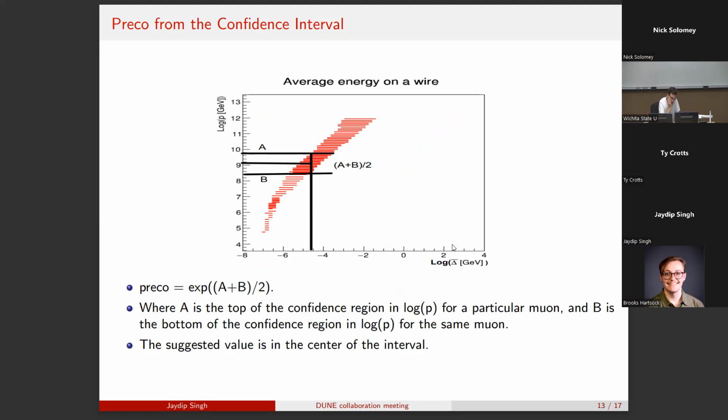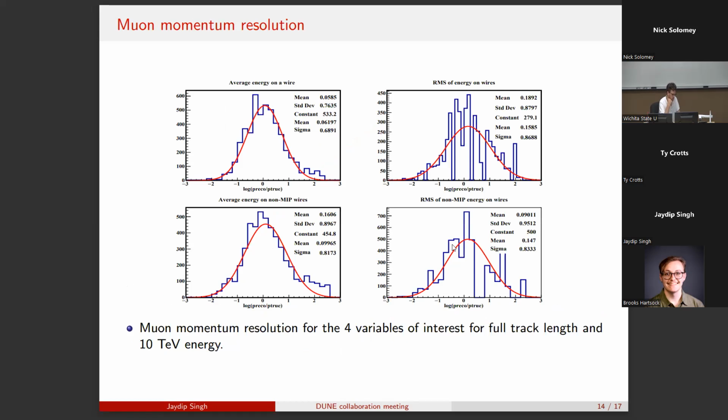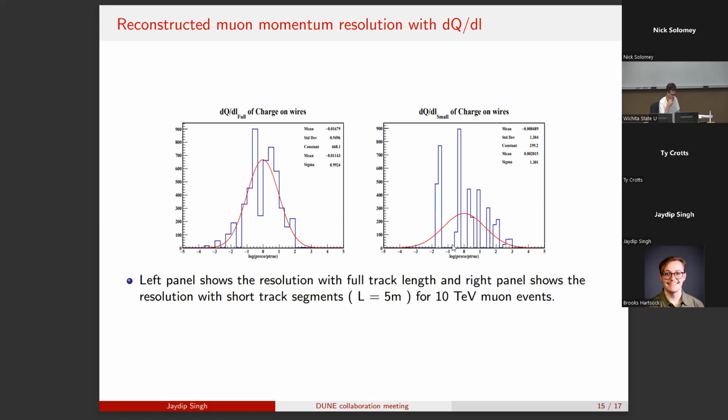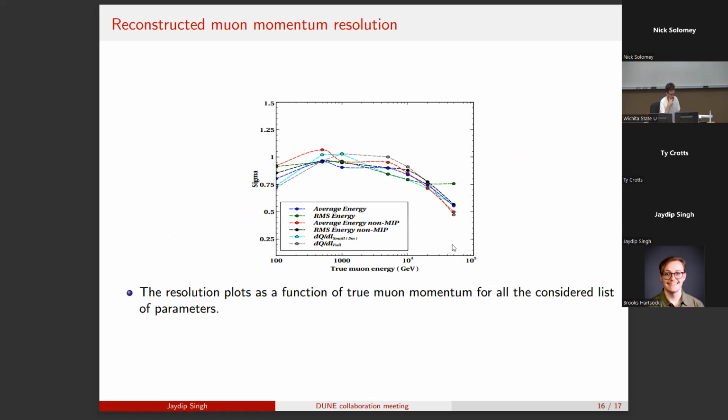Once we have this interval region, one can get the true muon momentum by taking the average and the exponent. This way we can correlate the fraction of energy deposition to the true muon momentum. Again, this is for the average energy on the wire, for one parameter, and the same way we can do it for the other parameters. Once we have that, we can check the resolution. This is the muon resolution for the 10 TeV energy events for the 4 variables. And this is for a reconstructed object, the resolution for the 10 TeV muon events. The same way one can get the resolution for the other energy events. And this is the final resolution for all energy muon events.